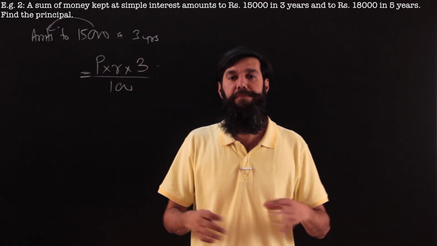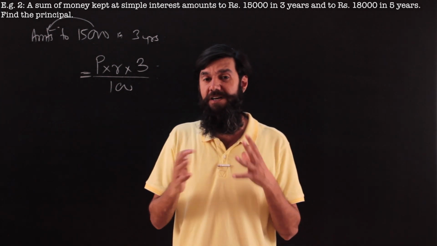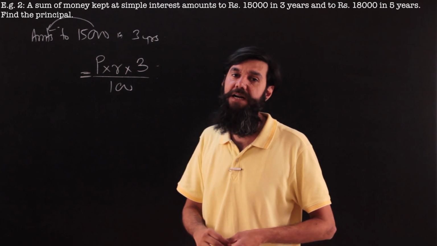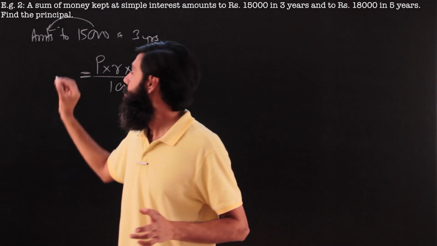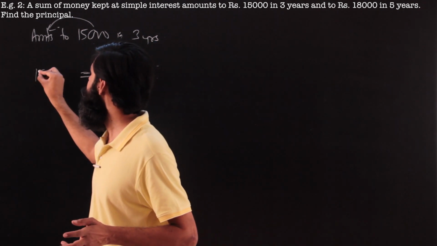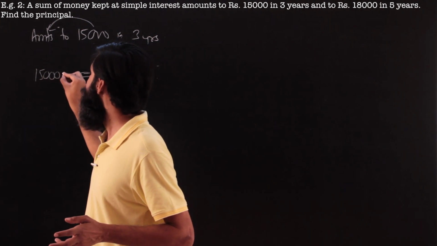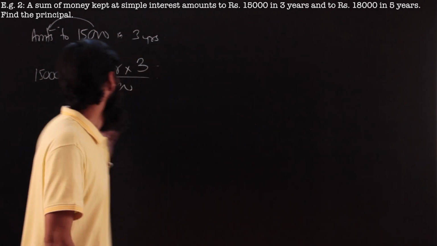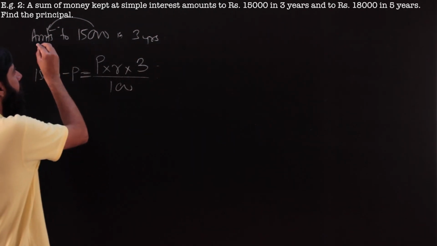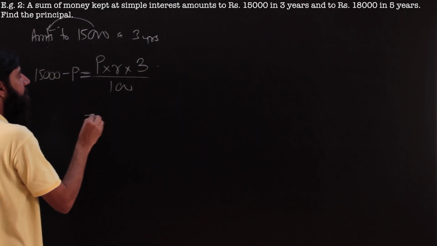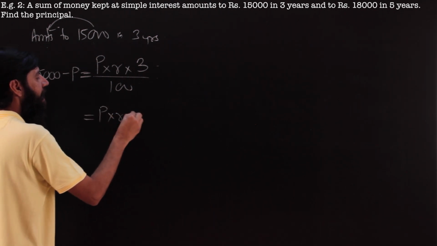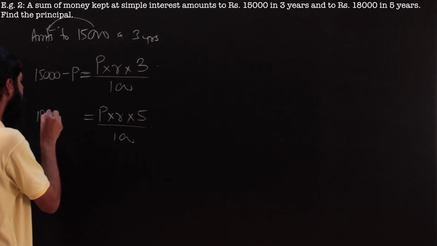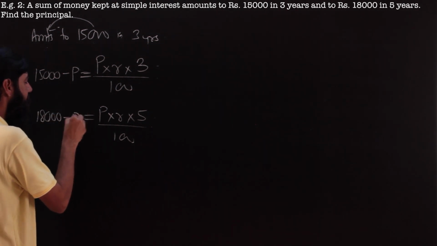Amount refers to the principal plus the interest, whereas PRT by 100 refers only to the interest. So how do I get my interest? My interest is 15,000 minus the principal. Hope you get this part, right? So the same thing, the money amounts to 18,000 in 5 years. So PRT, that is T is 5, is going to be 18,000 minus principal.